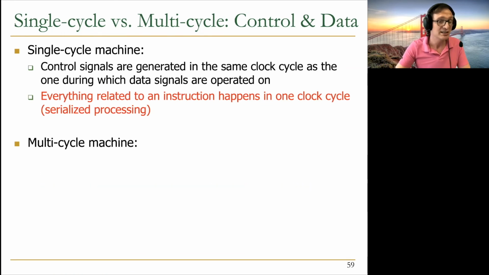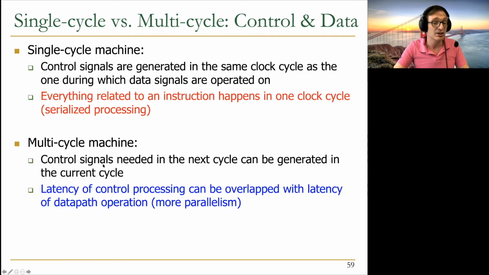In a multi-cycle machine, you have freedom. Essentially, you can generate the control signals needed in the next cycle in the current cycle. So in the current cycle you generate the control signals and you use them in the next cycle, meaning that the latency of control processing can be overlapped with the latency of data path operation. As a result, you get more parallelism. We're going to see this more clearly later on when we talk about multi-cycle machines. I'm going to show you a picture of how this overlapping happens. But basically, you can reduce the clock cycle time because you can generate your control signals earlier in a previous clock cycle, since your instruction takes multiple clock cycles. You can do things in earlier clock cycles, and then later clock cycles can be more efficient.